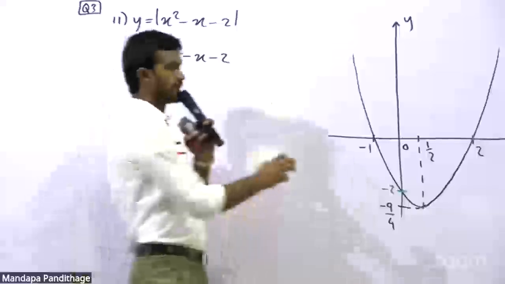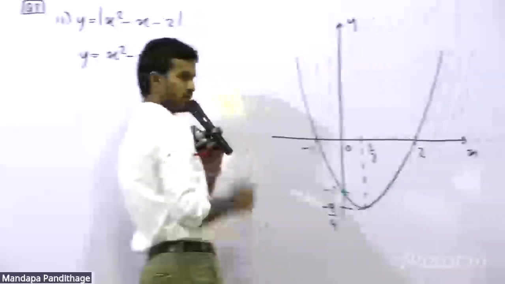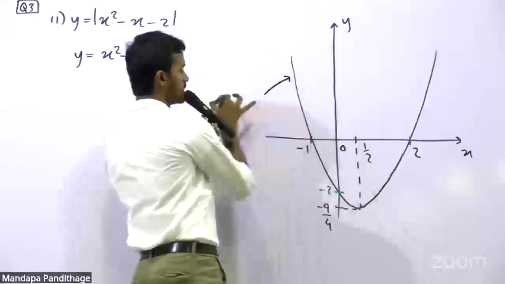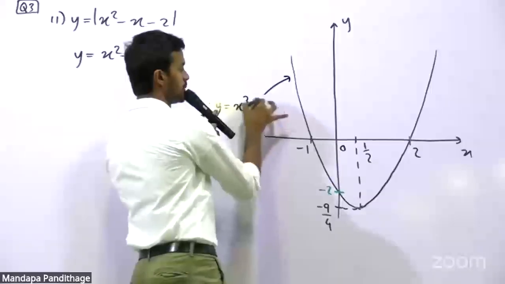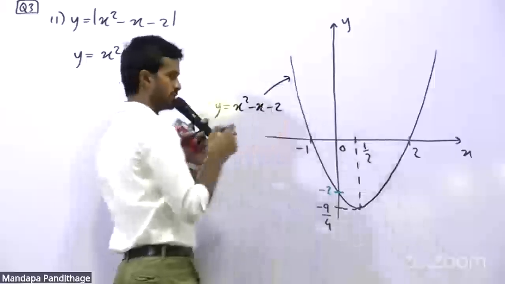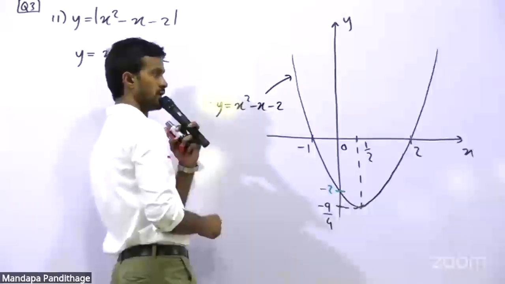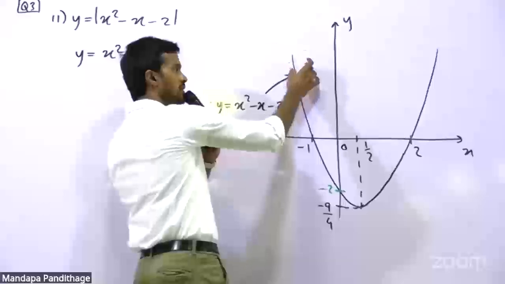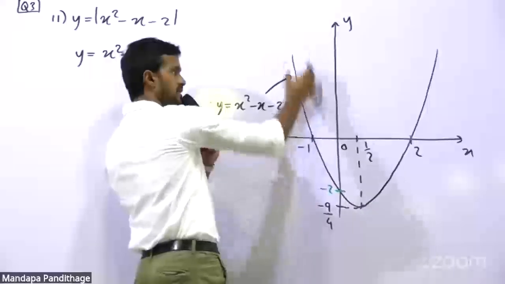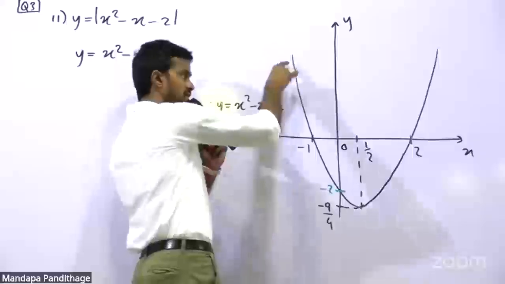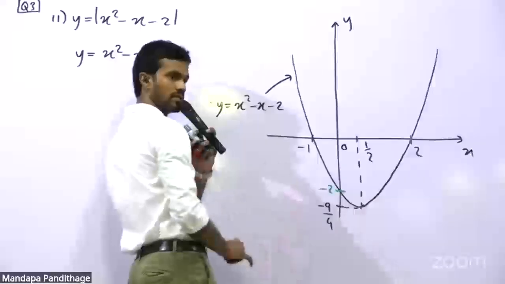And I need to find the modulus of this graph. So now it's clear, this is the graph y equals x squared minus x minus 2. Now I need to find the modulus of this. When you consider the modulus of this part, since it is positive, it's clear there won't be any change.